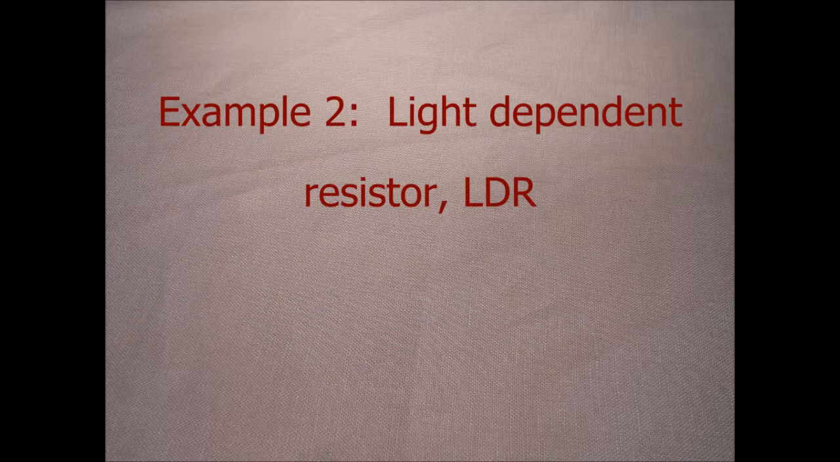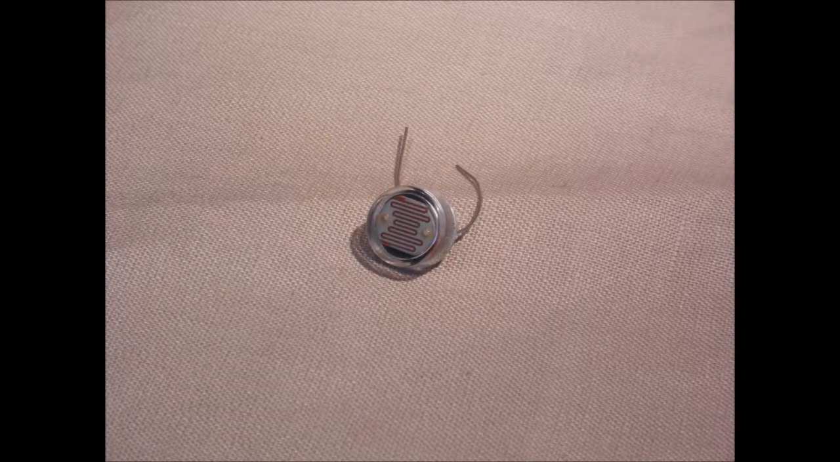Right. Example 2 is the light-dependent resistor, LDR for short. This is a typical light-dependent resistor. Again, many packages are available. They can often be quite smaller than this. The one in your phone is tiny. This one has a decreasing resistance as the light level goes up, which is normal, but you can get ones that work the other way around.